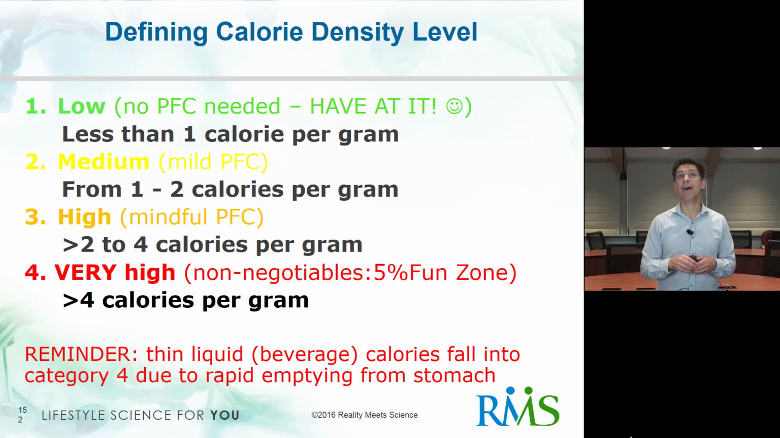Last but not least, we have the very high zone, and some of you might have already caught why it's very high, and that is when you're above 4 calories per gram, you have to be fat containing, because only fat, other than alcohol, and we're not eating alcohol in food form usually, has more than 4 calories per gram. Fat has 9 calories per gram.